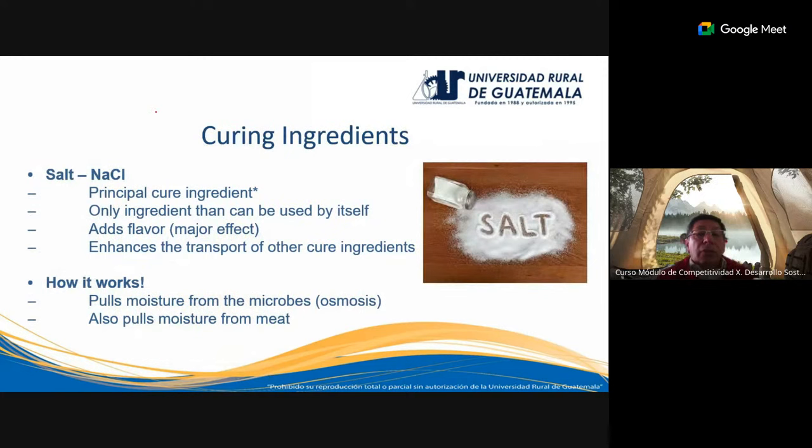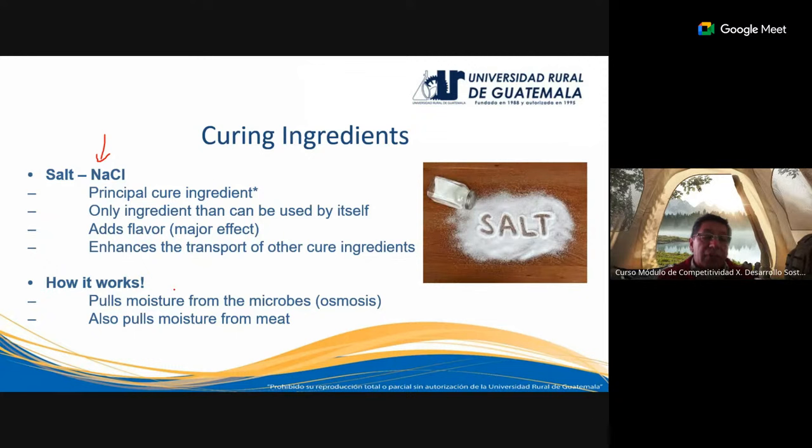Curing ingredients. There are some ingredients that we can use to preserve meat, and the first one is salt, or sodium chloride. This is the principal cure ingredient. It is the only ingredient that can be used by itself. Salt adds flavor, and this is the major effect that we can have using this preservative. It also enhances the transport of other cure ingredients.